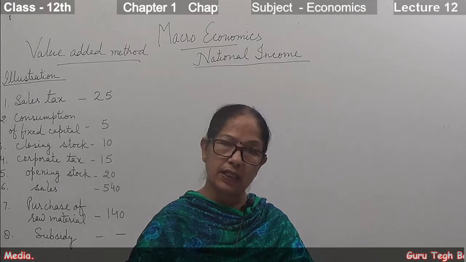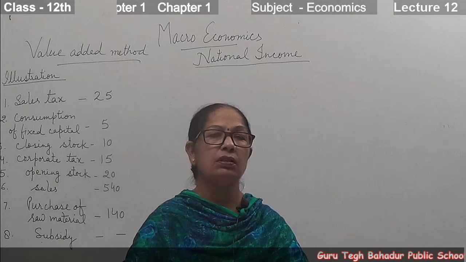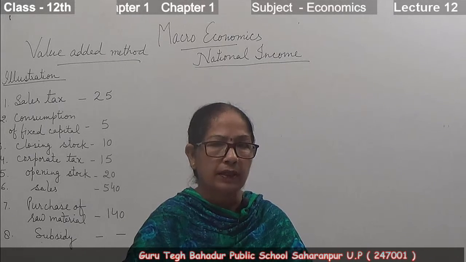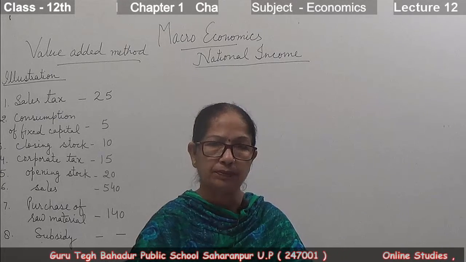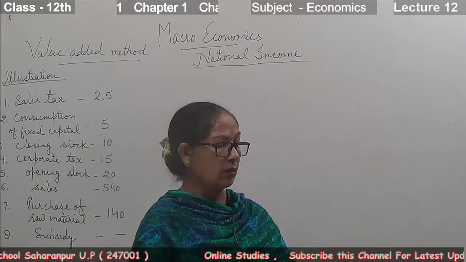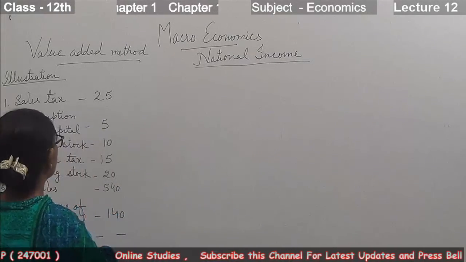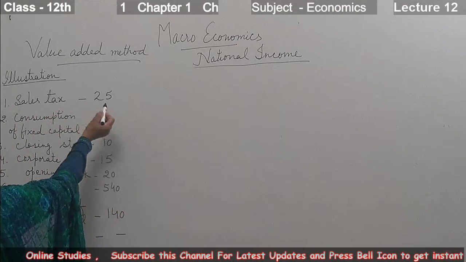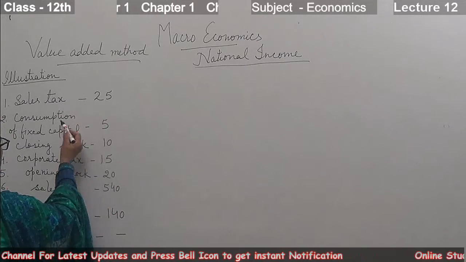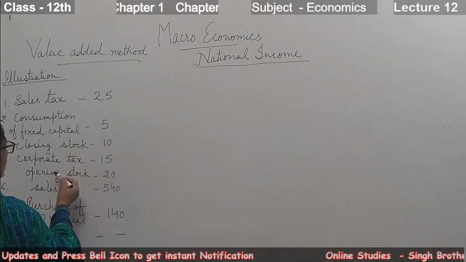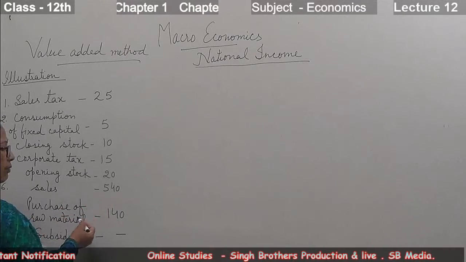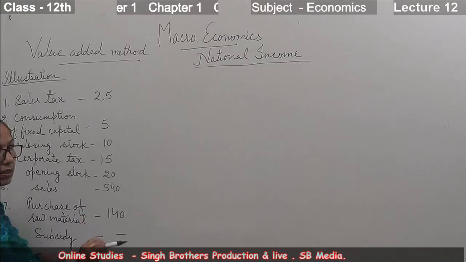So students, one illustration I am giving you by the value added method, and you have to practice all the questions given in your book according to this formula. I have written this question. Sale tax 25, some of the items are given: consumption of fixed capital 5, closing stock 10, corporate tax 15, opening stock 20, sales 540, purchase of raw material 140 and subsidies 0.